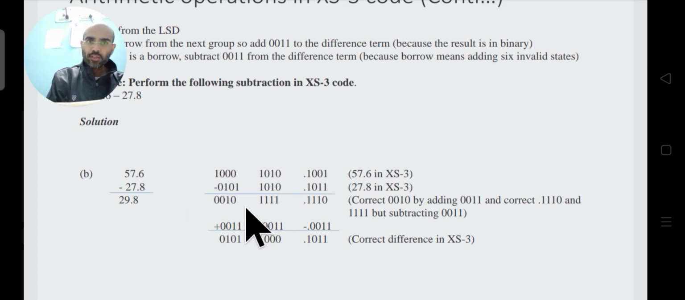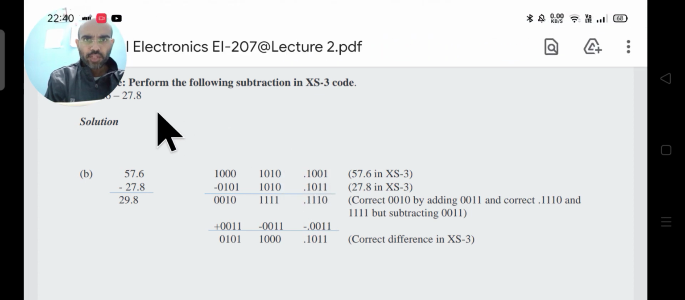Again same things you are doing. If you do this particular operation, after doing the borrow and all those things, you can see this is the answer. If you subtract this, then you will get this answer. So this is nothing but the excess 3 representation of 2. This is the excess 3 representation of 5. Sorry, it is 5. Then there is probably some mistake, so let me check it.